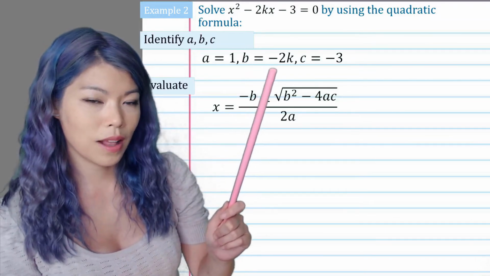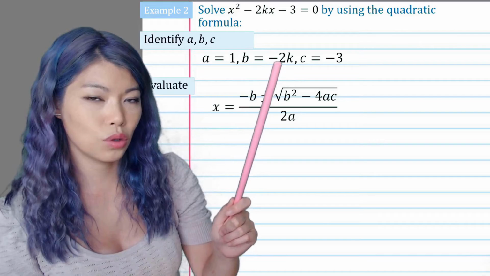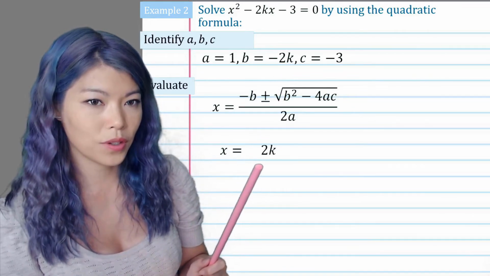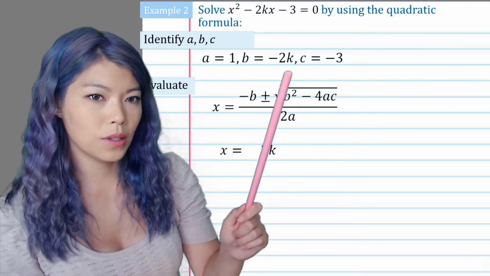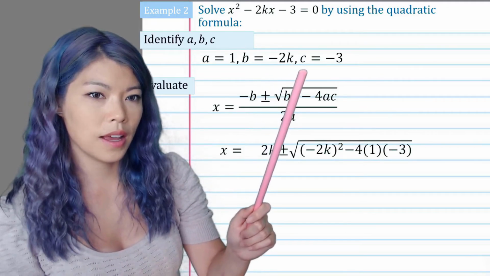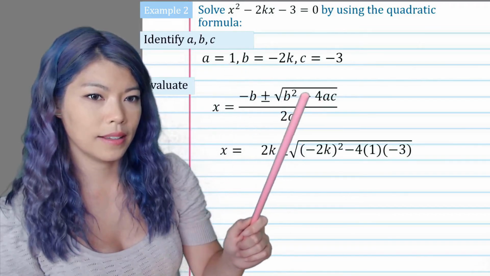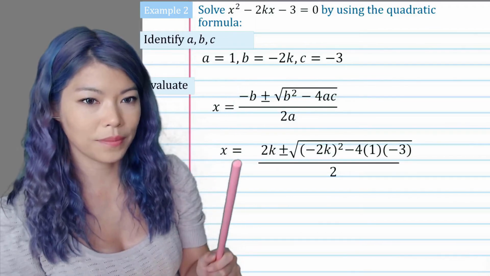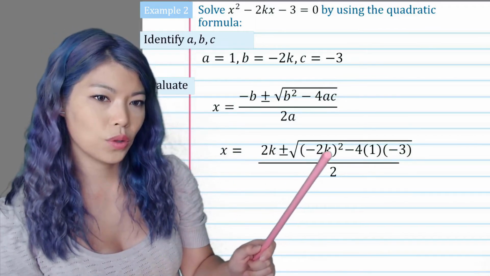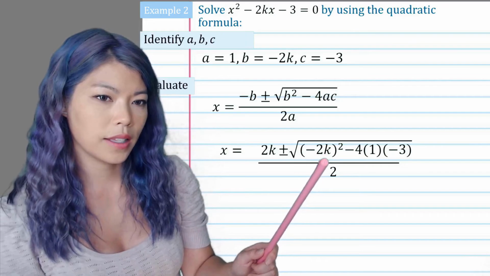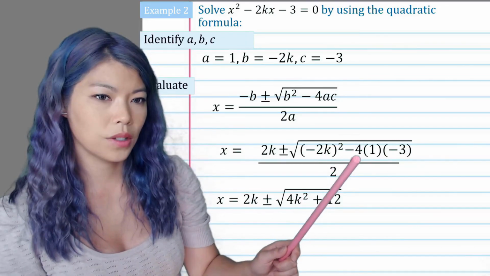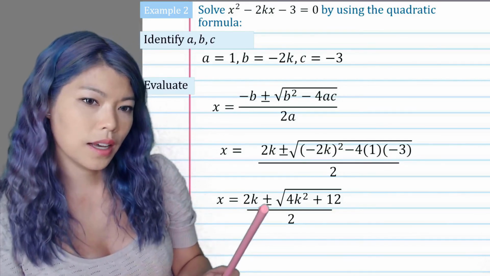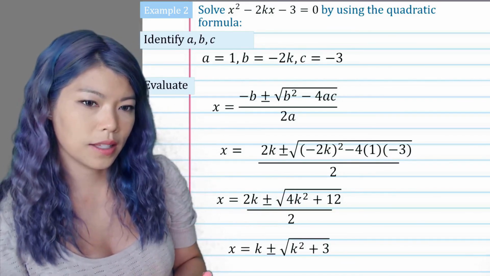So let's plug in all the values. So we have minus b, which is minus 2k. So minus minus becomes a positive. So we have 2k. Then plus or minus square root of b squared, which is over there, minus 4ac, over 2 times a, which is just 2, because a is 1. I'll simplify that. Minus 2k squared is 4k squared, and we have minus 4 times minus 3 is positive 12. And then we can write it out as separate values.